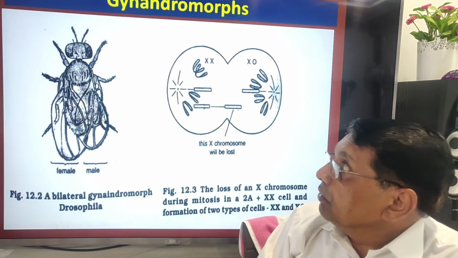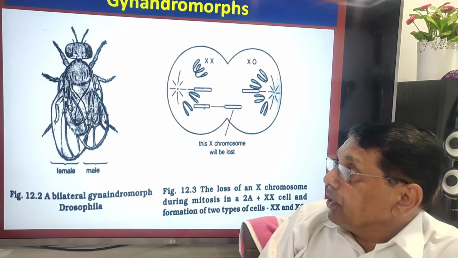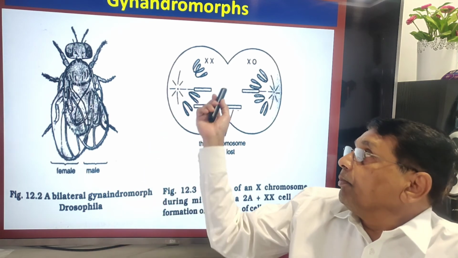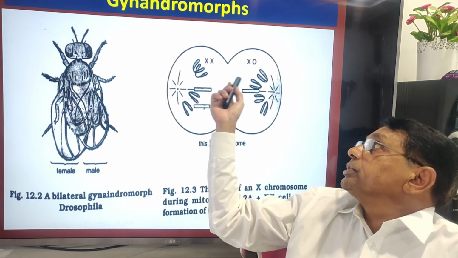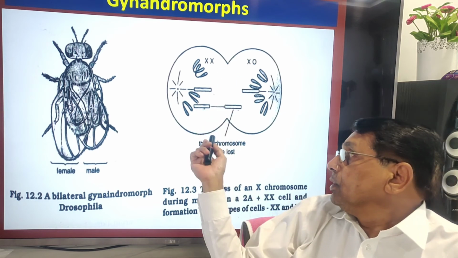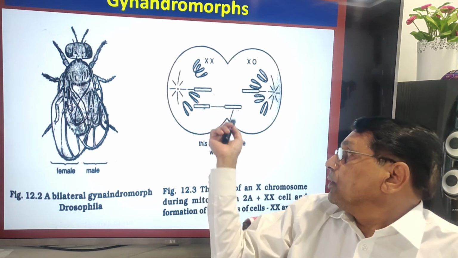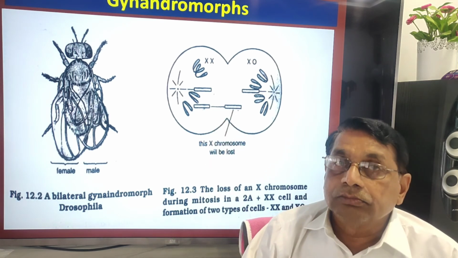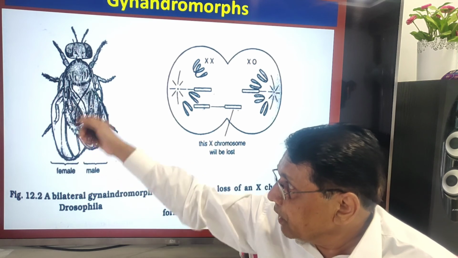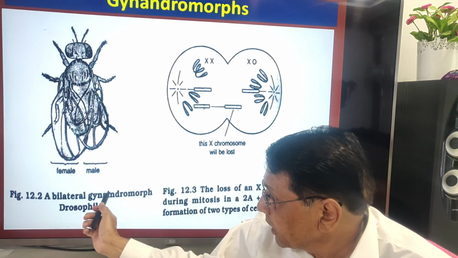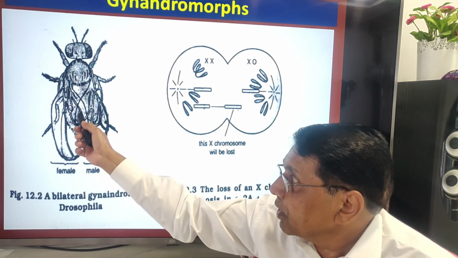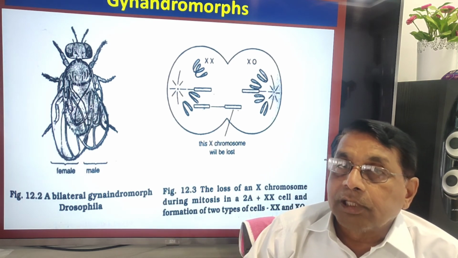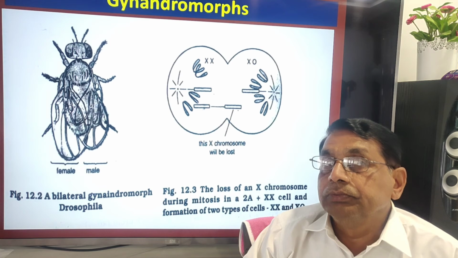So this is a gynandromorph, half male, half female. Because of the abnormal mitotic divisions, this X chromosome will be lost. Half of the body will be male, half of the body will be female. Bilateral gynandromorph Drosophila. Just like our mythological Lord Shiva.